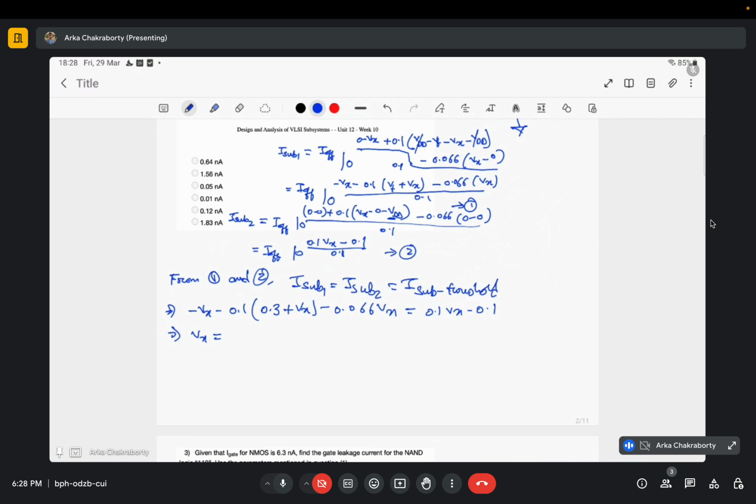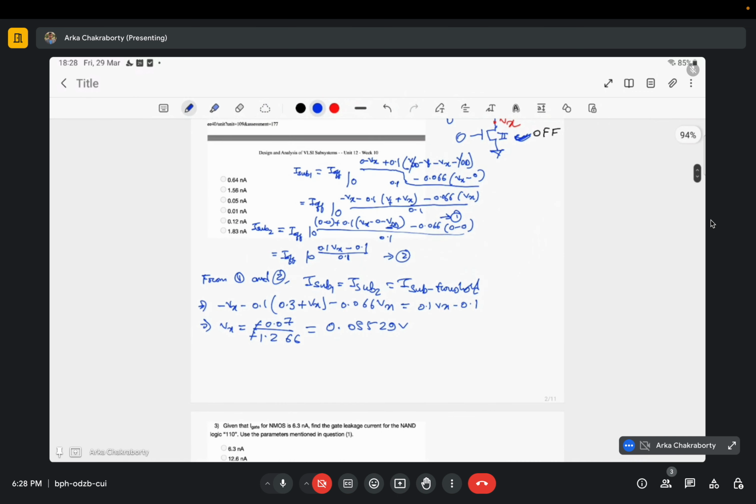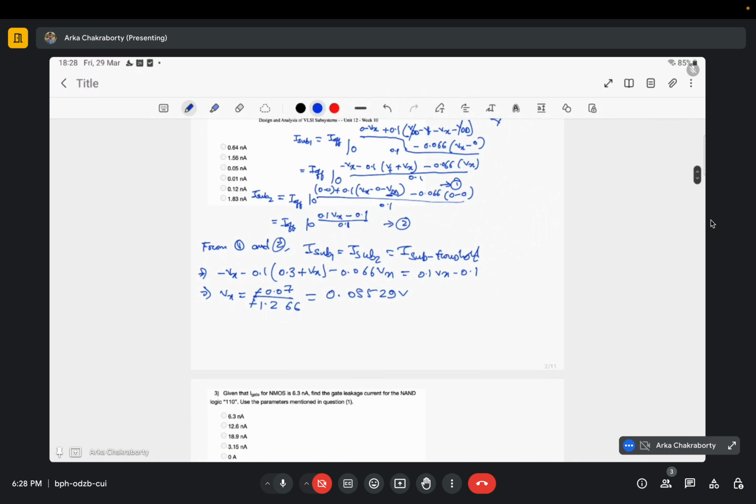So Vx would come as minus 0.07 by 1 minus 1.266. So it will come as 0.05529 volts. Okay, clear? Fine. So now let me put it in equation 2.